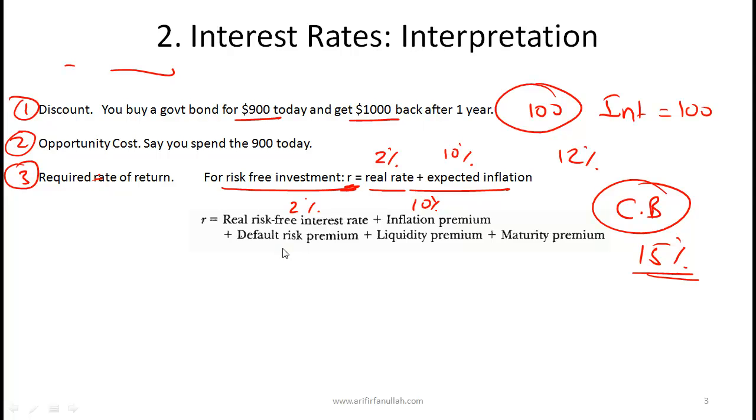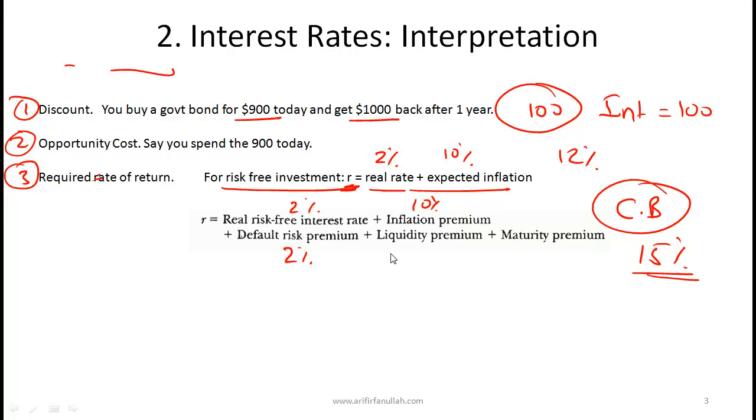Then there is a default risk premium. When you invest in a corporate bond, is there a risk that the corporate bond will default? Yes. So because you are taking that risk, you will demand a certain premium. So let's say that premium is 2%. Then there is a liquidity premium. What does that mean? When you invest in a corporate bond, are you sure that, let's say 3 months later you want to sell, will you easily be able to sell it at market price? Maybe, maybe not.